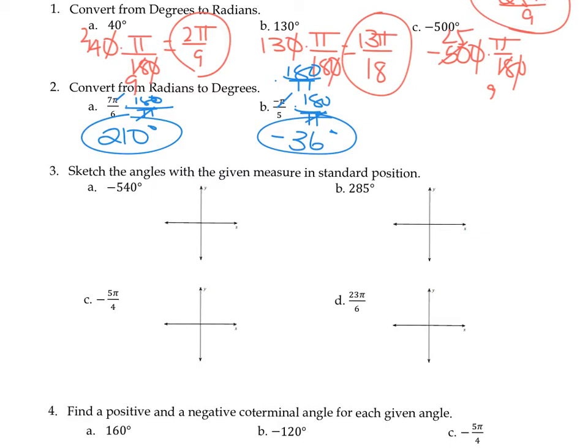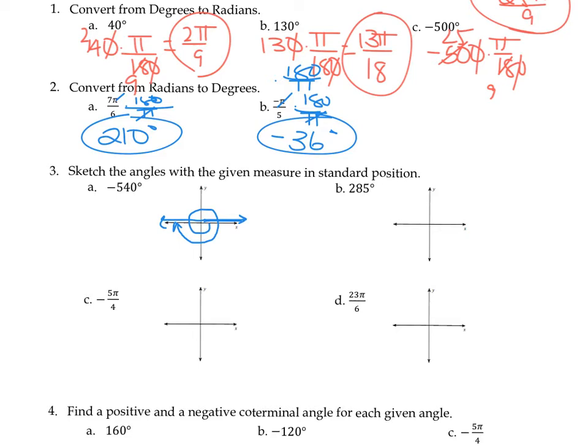For number 3, it says sketch the angles with the given measure in standard position. I know this is my initial side, and because it's negative, it's going this way. But negative 540... I just added 360 to that, and I got negative 180. So I know I have to go a full loop to negative 360, and then go negative 180 one more. So that would be my angle.